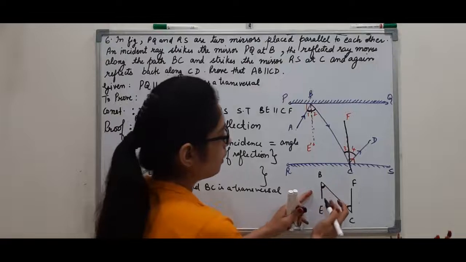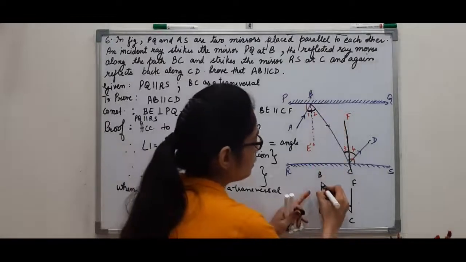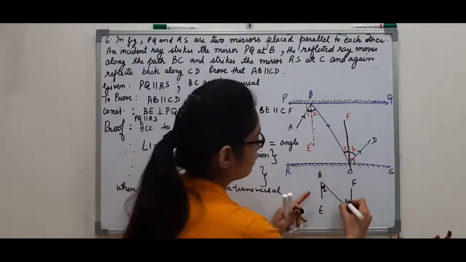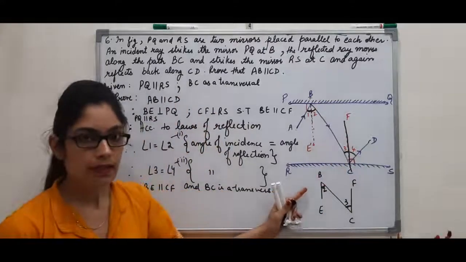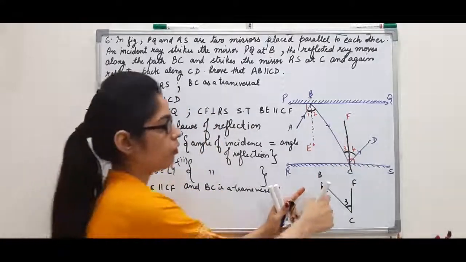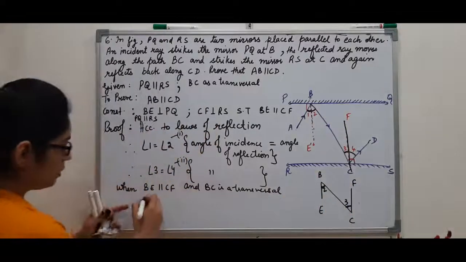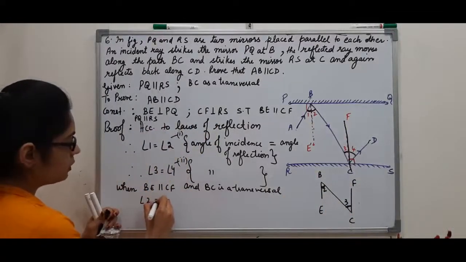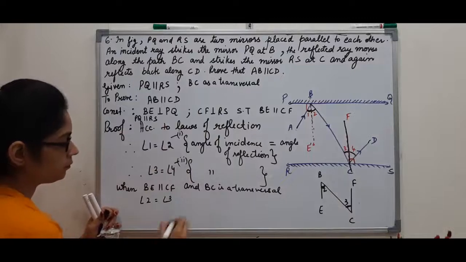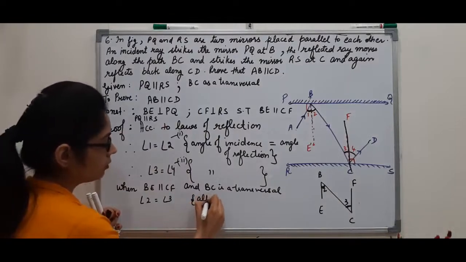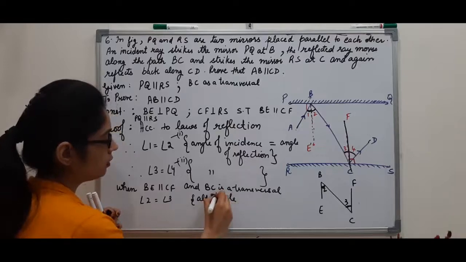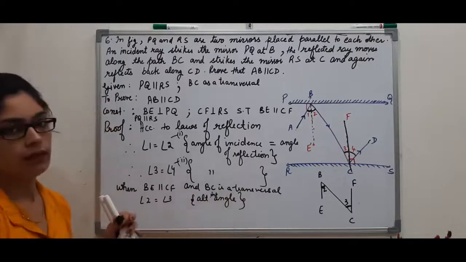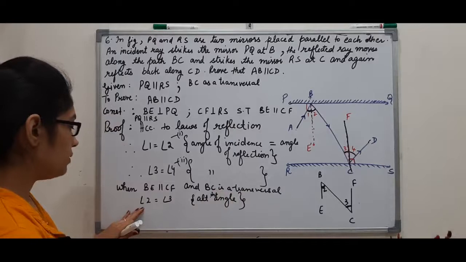And from here, if you compare this with this, you can see this is angle 2 and this is angle 3. See, angle 2 and angle 3, these two angles are forming a pair of alternate interior angles. So we can mention angle 2 is equal to angle 3 because of alternate interior angles, and we know alternate interior angles are equal to each other.